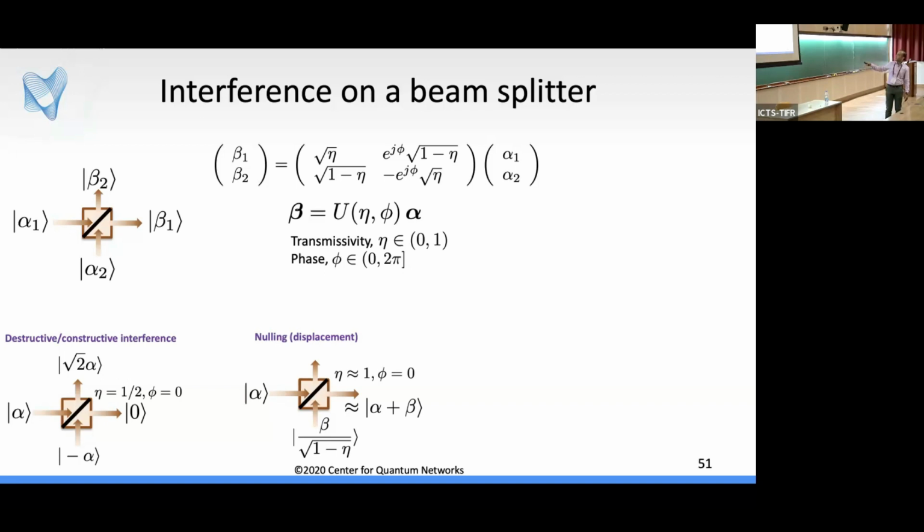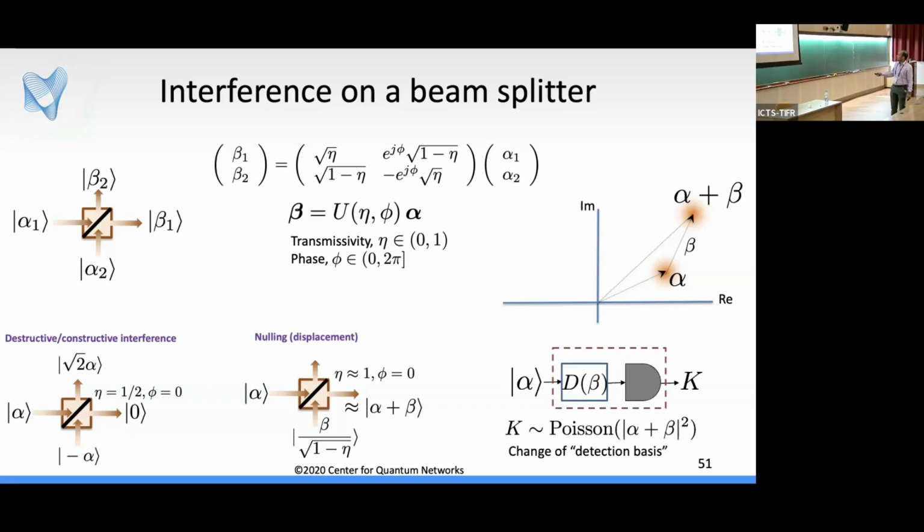The second term, alpha 2 is beta over square root of 1 minus eta. The square root of 1 minus eta cancels. I get beta here. So this setup, multiple experiments have used it to add 2 complex numbers. It's called nulling, or a displacement operation in quantum optics. You can displace alpha to alpha plus beta using that circuit.